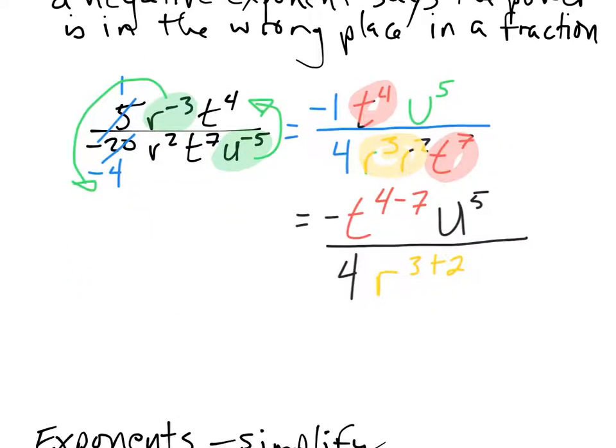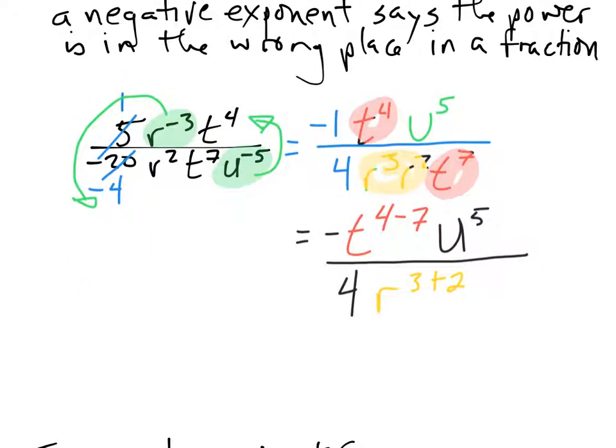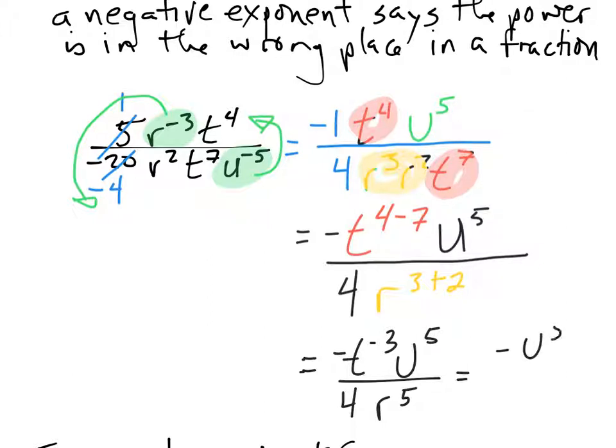And so if we finish off all of these pieces, then we wind up with a negative t to the negative third power, u to the fifth, all over 4r to the fifth. Now, of course, we have one last negative exponent to take care of, and so moving that to its proper location will give me my final answer of negative u to the fifth, all over 4r to the fifth, t to the third.